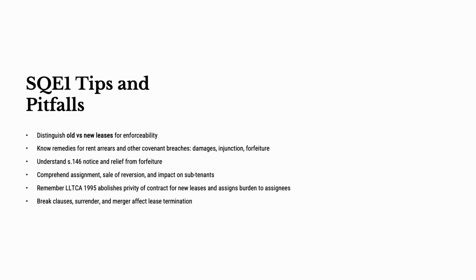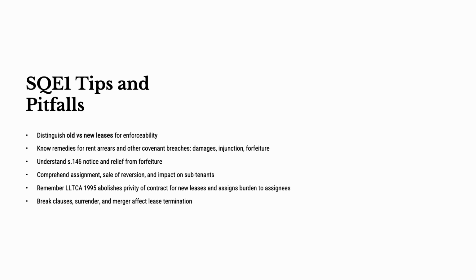For SQE tips, first and absolutely critical, distinguish between old and new leases. Check whether the lease was created before or after 1st of January 1996. This determines which enforceability rules apply. Old leases involve privity of contract and continuing original party liability. New leases involve release on assignment subject to AGA. Getting this wrong means applying the wrong rules and of course losing marks.